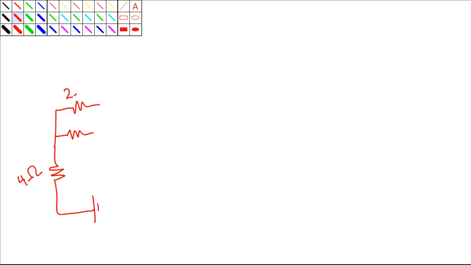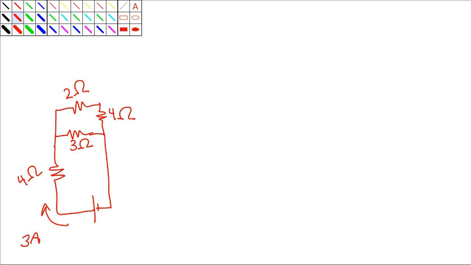Let's say that I have a circuit that looks like this. I have a power supply, a 4 ohm resistor, a 2 and a 3 ohm, and a 4 ohm. Let's say that I have a current equal to 3 amps, and I just want to know what is this voltage. This was pretty simple actually.